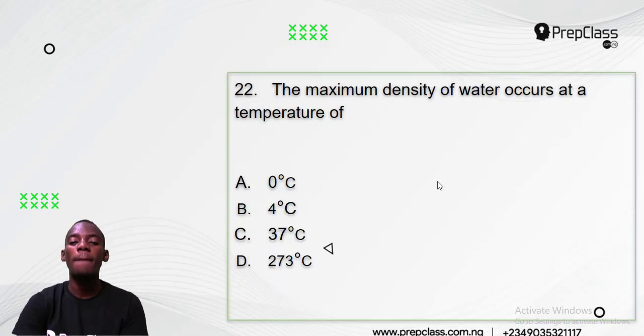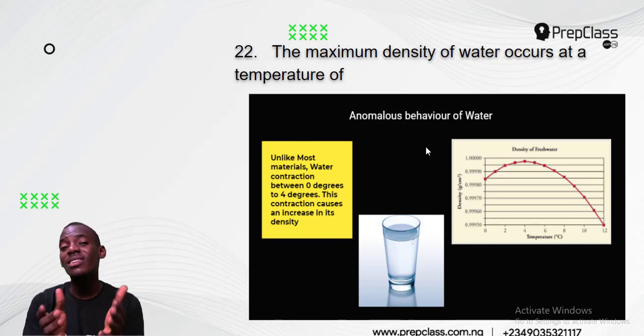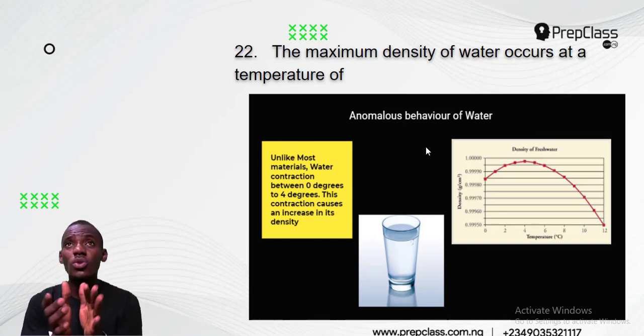Let's check out number 22 now. The maximum density of water occurs at the temperature of what? Do you have any idea? Now, have you heard about what we call the anomalous expansion of water? The anomalous behavior of water happens between 0 and 4 degrees Celsius. And what is the meaning of anomalous? Anomalous is close to abnormal. Or if you ask me, I will say crazy.